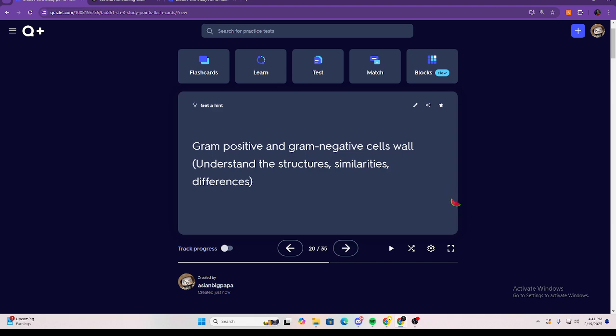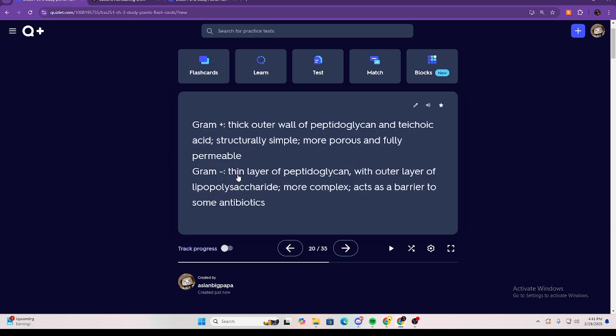So gram-positive and gram-negative cells: understand the structure, similarities, and differences. So gram-positive has a thick outer wall of peptidoglycan. It has teichoic acid, is structurally simple, more porous, and fully permeable. That's why it's easier for the gram stain to be retained in gram-positive bacteria.